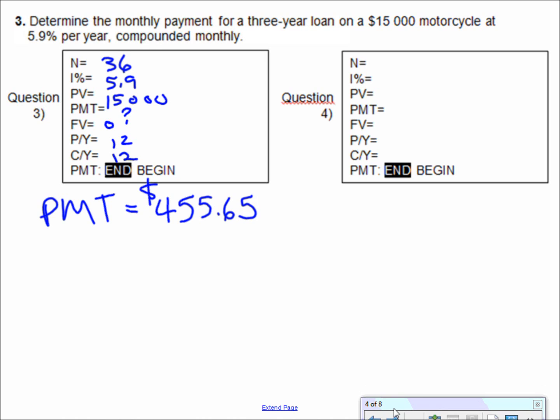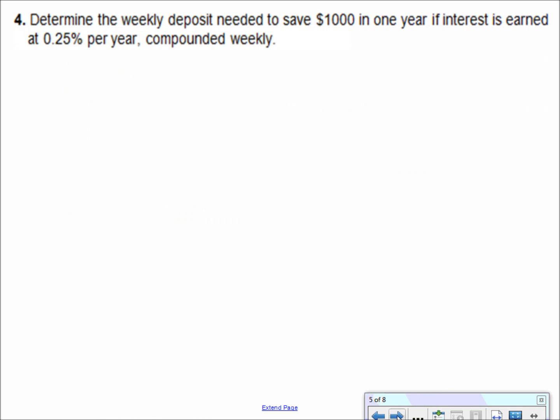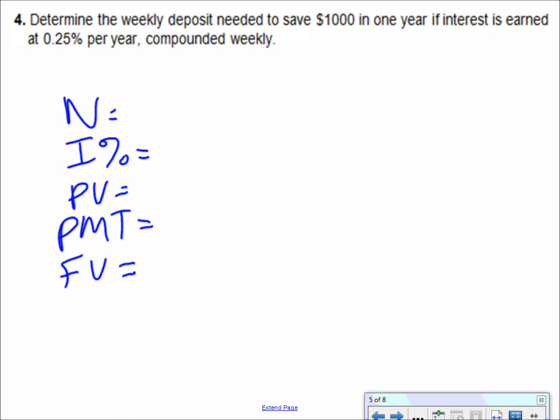Okay, 4, this just has to do with the printing. I apologize. So maybe what I'll do is I will just write it underneath here. N equals, I equals, just so it's on the same slide, PV equals, PMT equals, FV equals, PY equals, CY. Okay. Determine the weekly deposit to save $1,000 in 1 year if interest is earned at 0.25% per year compounded weekly. Okay, well, N, how many weeks in a year? 52.